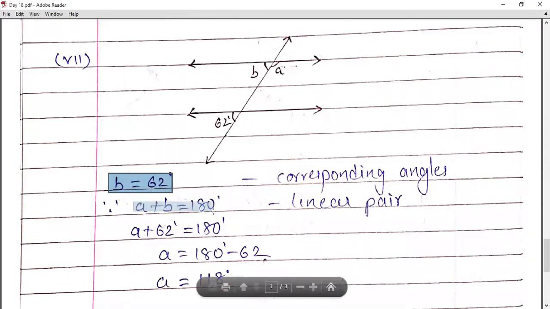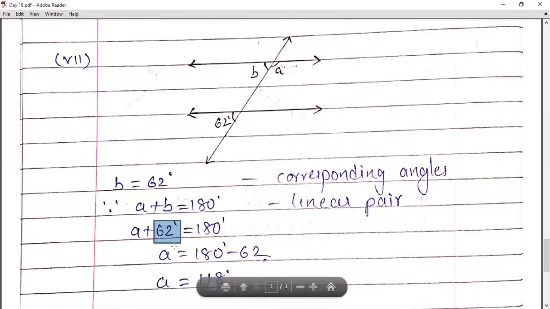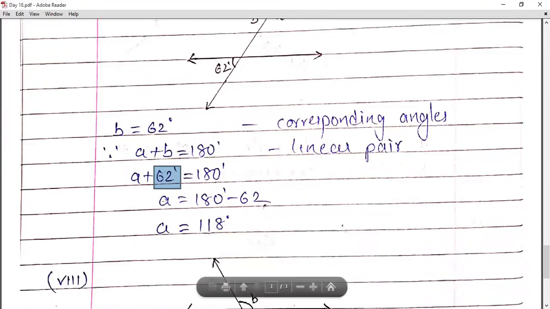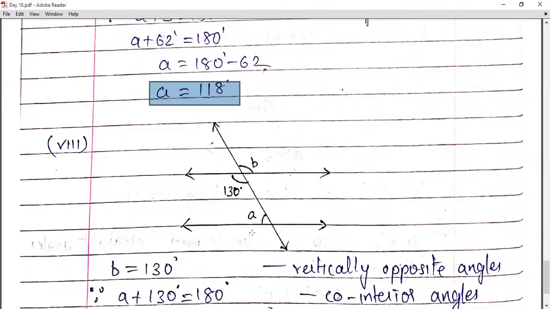So A plus B is equal to 180 degree. Substituting the value of B as 62 degree. Transferring 62 degree on the other side, I will have A is equal to 180 degree minus 62 degree. That will give you the value of A as 118 degree.